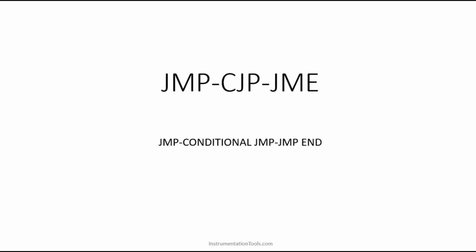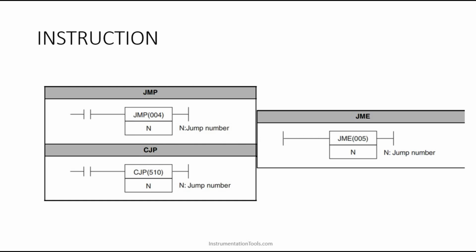For that purpose, Omron and all other PLCs have these kinds of instructions, which are called jump instructions. So JMP, which is a jump, CJP, which is a conditional jump, and JME, which is the jump end. All these instructions are used to skip some instructions or rungs inside your project. So without any further delay, we'll see what this JMP is and how to use it.